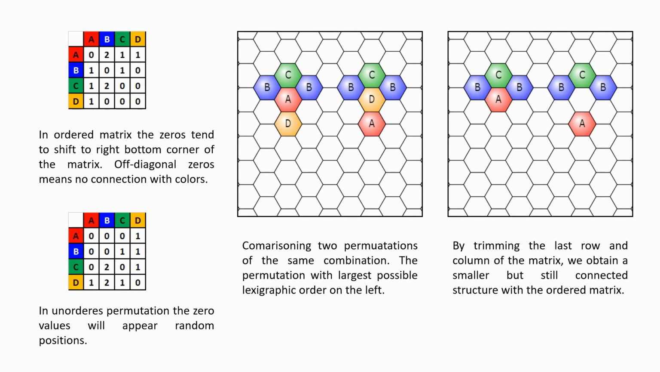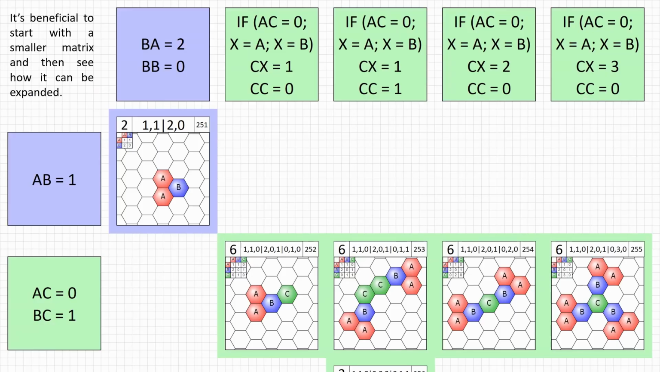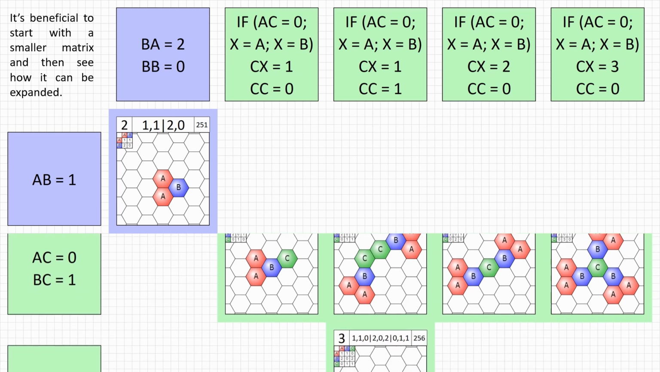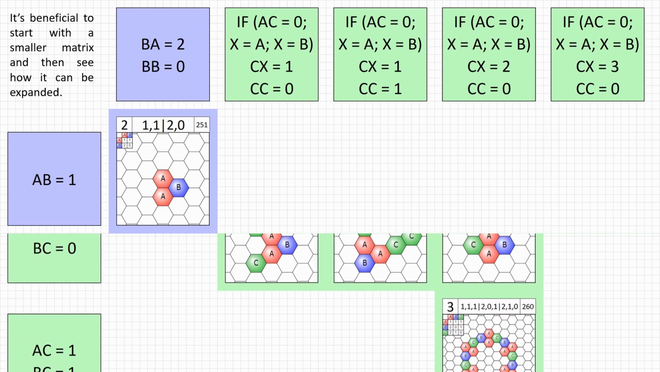For larger matrices, this is also advantageous because it shifts the zero values of the matrix to the right. By cutting off the last row and column of the matrix, we are left with a smaller, still connected matrix. When deciding whether a matrix forms a finite connected structure, remember that there must be a subunit for which it is also true. Therefore, when searching for large coloring matrices, it is wise to start with smaller matrices and see how they can be extended.